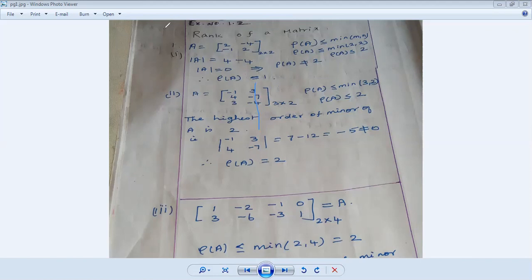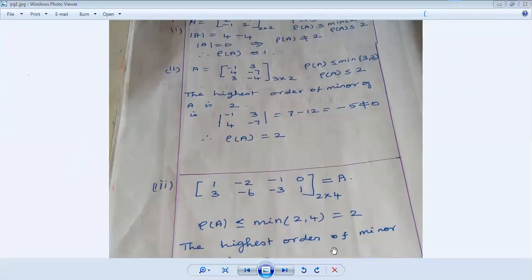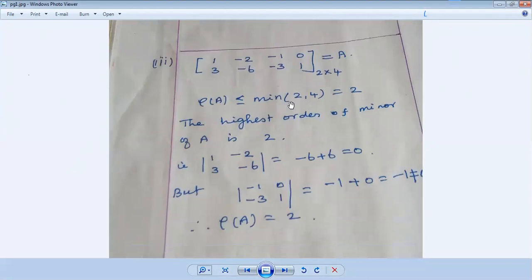Okay. Then next question is the third question. Third question is again the same method. Third question. Here let us take the matrix as A.